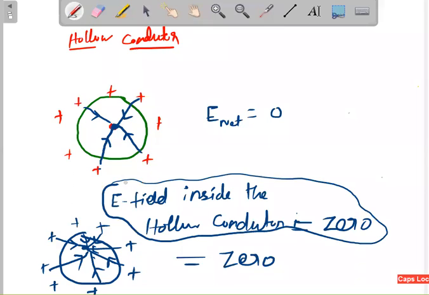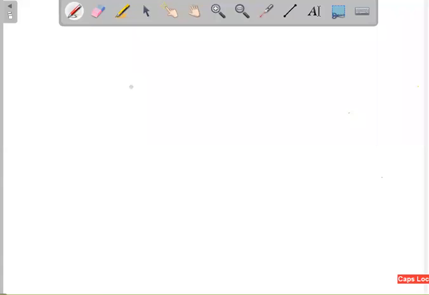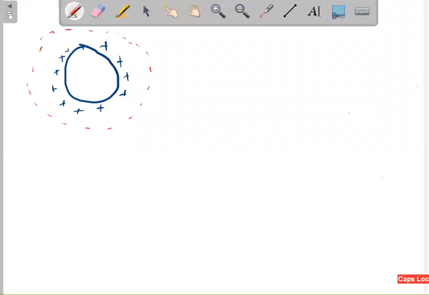Then what is the electric field distribution? If it is a conductor, charges are here, and I am choosing my imaginary surface just outside. This is my imaginary surface. But as per Gauss law, what is the electric flux density here?